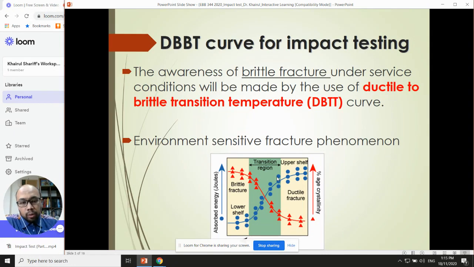Okay, this one you should understand. The lower shelf means normally below 0 degrees. Meanwhile, the upper shelf refers to the peak of the graph that has increased drastically.